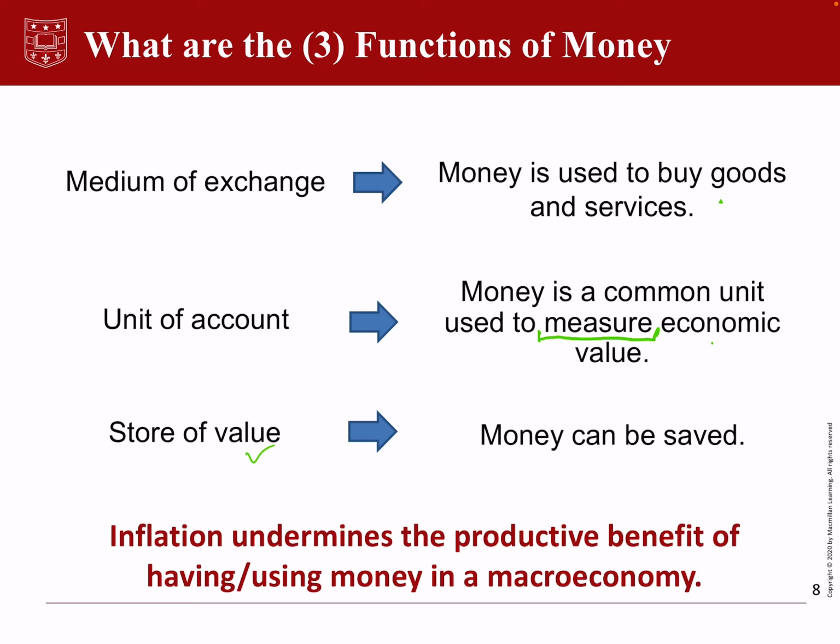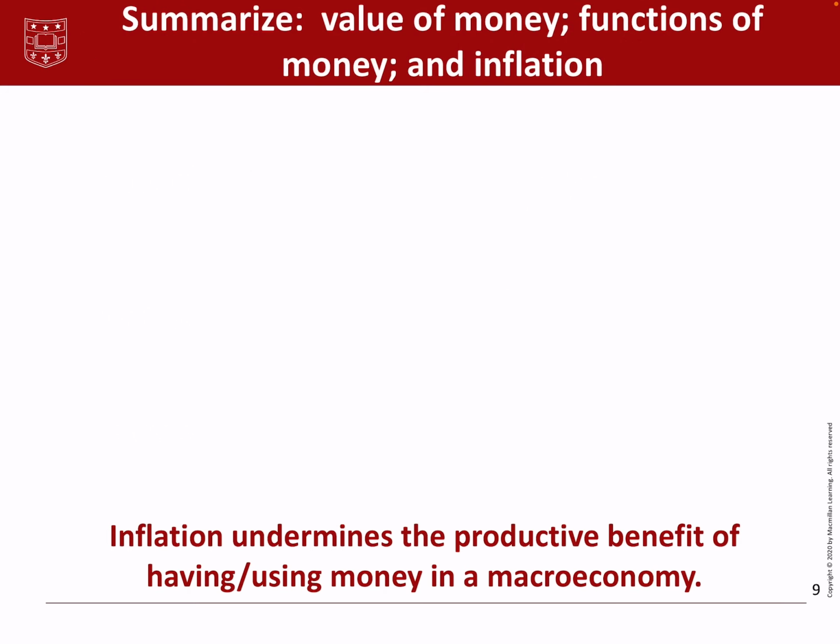So the important thing with these functions of money is the understanding. Right now I'm just asserting it, and on the next slide we'll explain the idea that inflation is a problem because it undermines the productive benefit of having or using money in a macroeconomy. In other words, it undermines the ability of an asset that we're calling money to serve these three roles. And again, money is useful because it allows us to save, to consume in future periods, to specialize in terms of goods and services so we don't have to produce everything ourselves, and so forth.